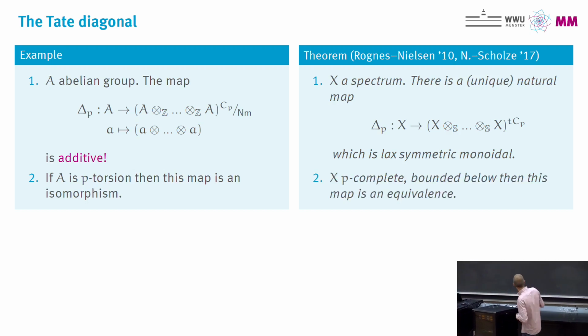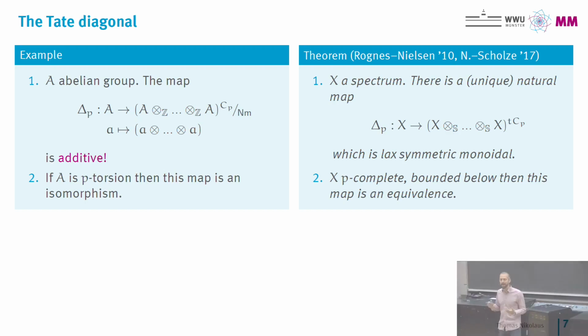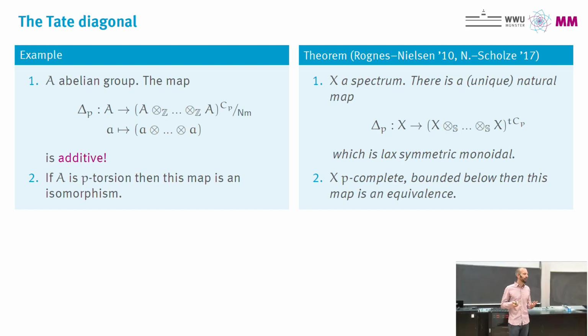And the amazing thing is that, again, if X is p-complete and bounded below, then this map ends up being an equivalence. In the case X is a finite spectrum, this follows from the theorem of Lin and Gunnar Carlsson. For X finite type, it's the theorem of Rognes and Nielsen, and for general bounded below X, I proved this with Peter Scholze. So again, this is the second example of where mod p reduction gets replaced by p-completeness in higher algebra.